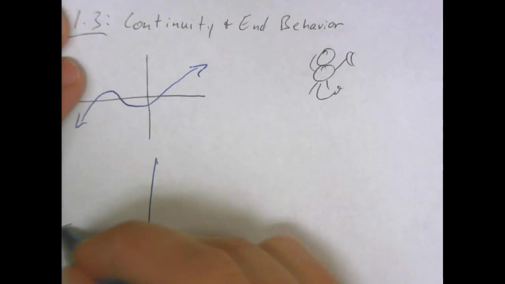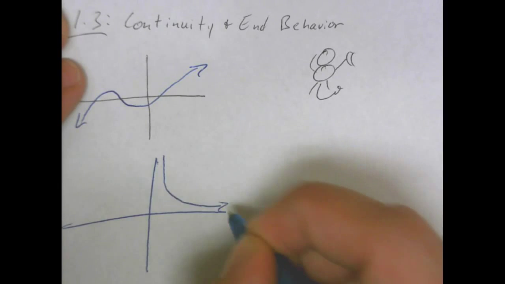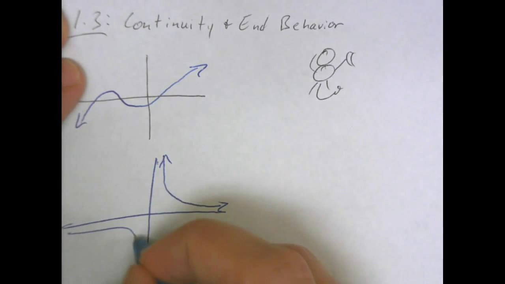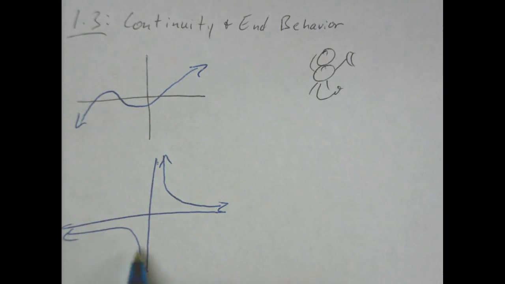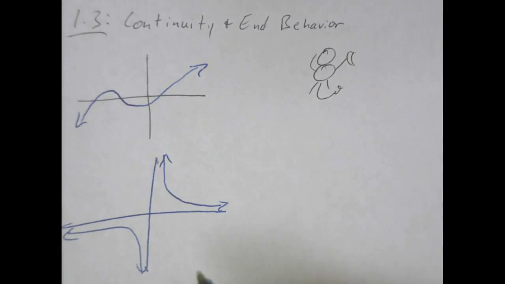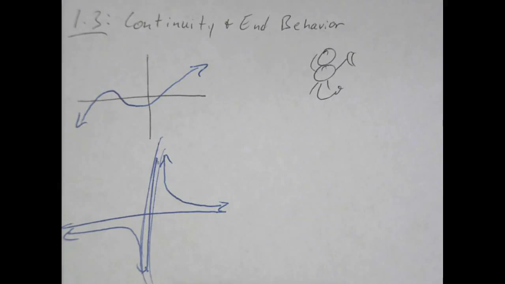An example of a discontinuous function, or a not continuous function, would be something like 1 over x, where I cannot draw the entire graph without lifting my pencil. I have to lift the pencil from down here to up there. Also, there's an asymptote right there at x equals 0, so I cannot have a continuous function in this part. Now let's get to talking about these.